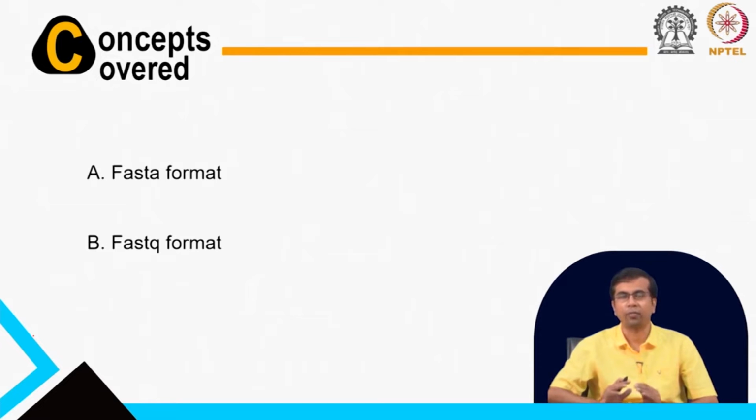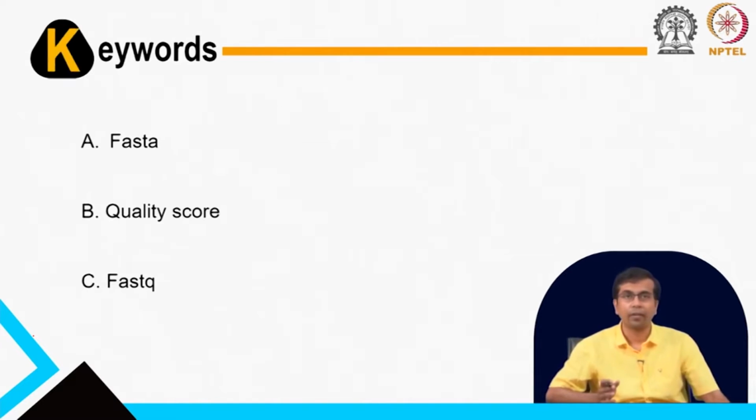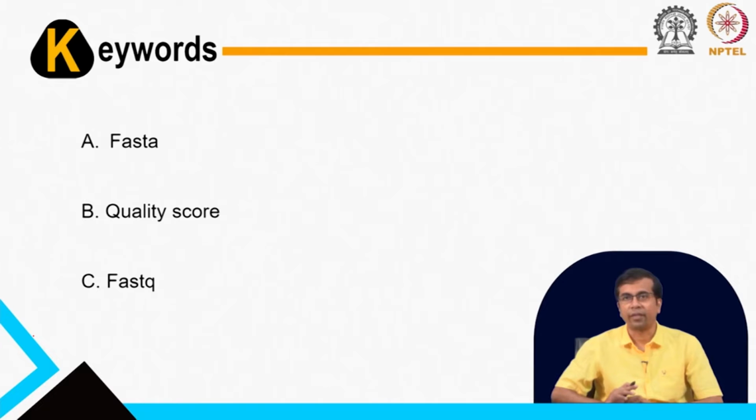These are the two formats that we will be discussing first, and then there are other data formats that we will be discussing in the next class. So, these are the keywords that we will come across during today's class: FASTA, quality score and FASTQ.